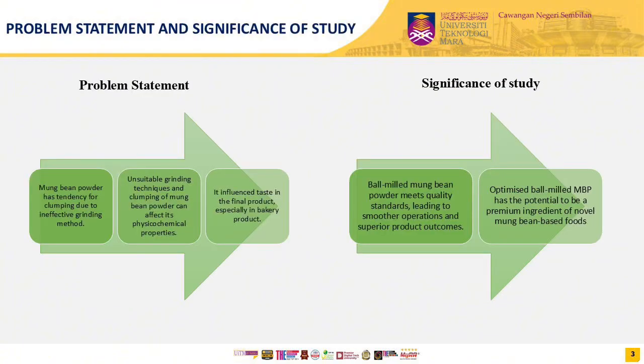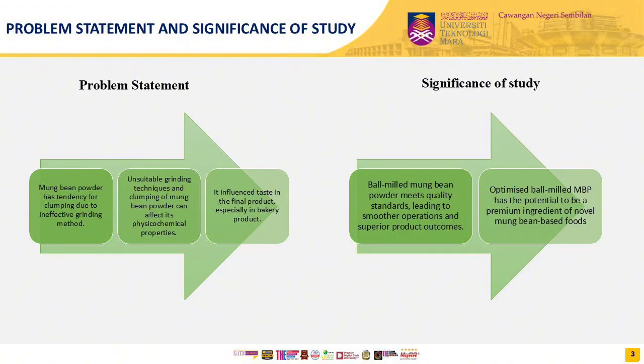Problem statement and significance of the study. The problem in this research is that mung bean powder has a tendency for clumping due to the ineffective grinding method. Unsuitable grinding techniques and clumping of mung bean powder can affect its physicochemical properties, and in addition, it also influences taste in the final product, especially in bakery products.